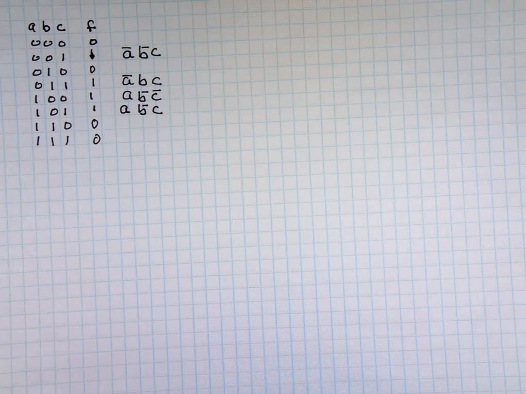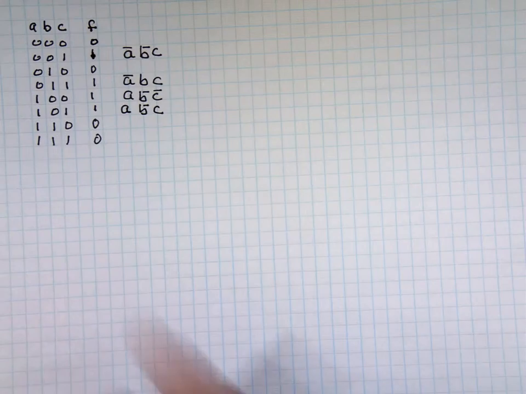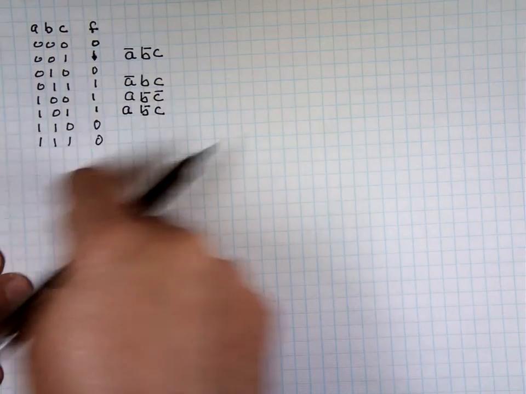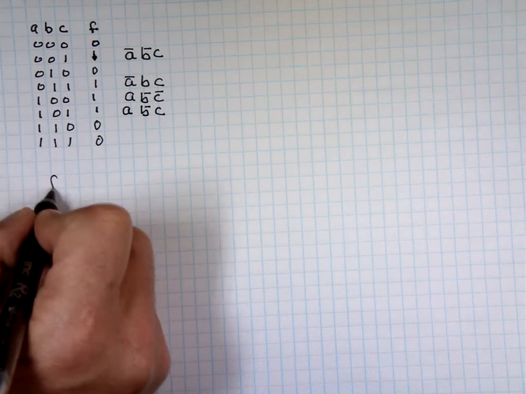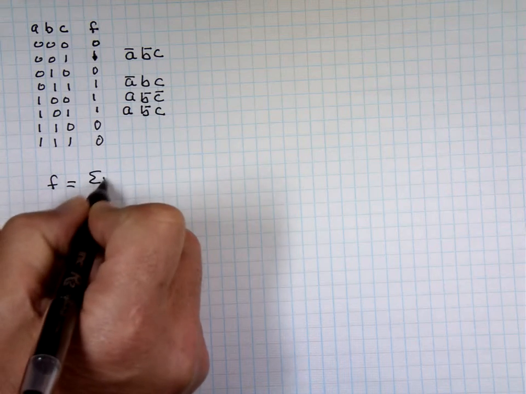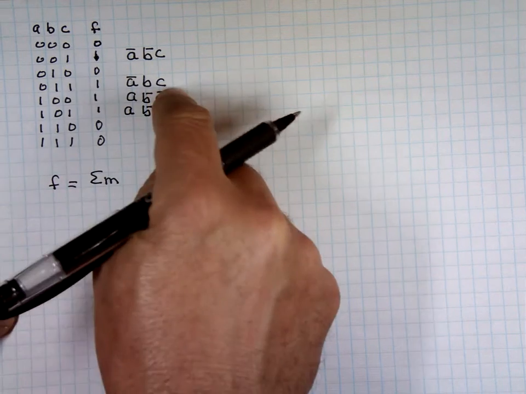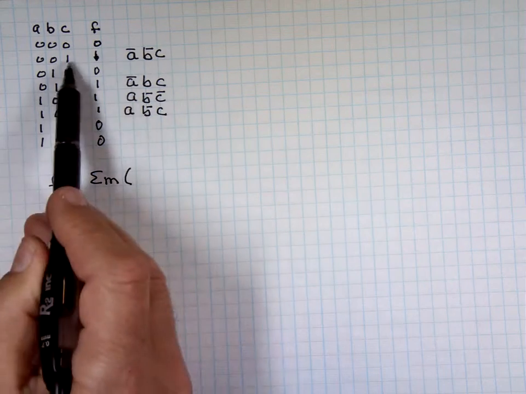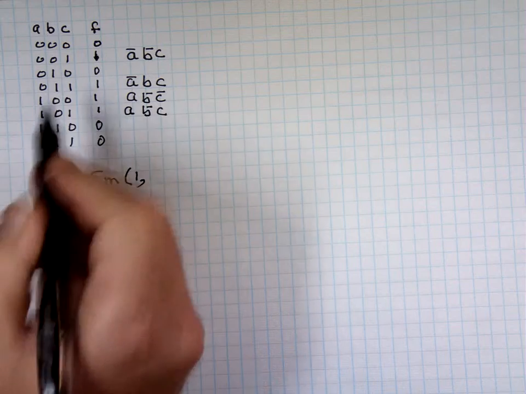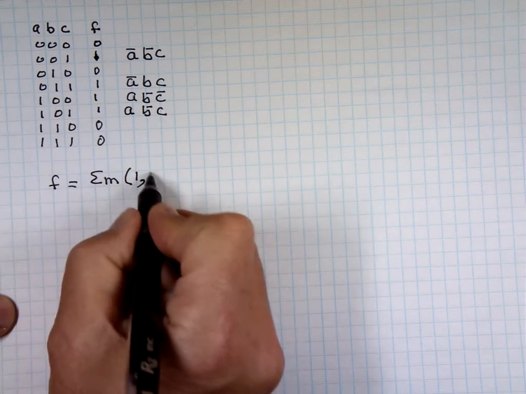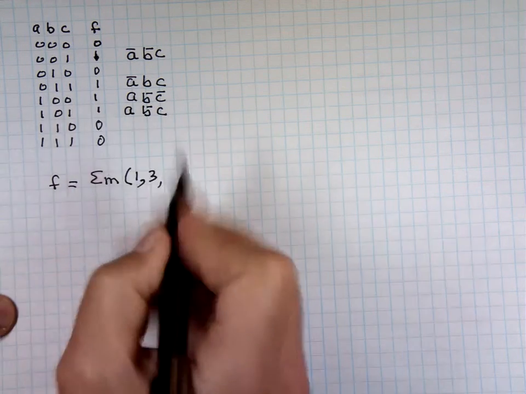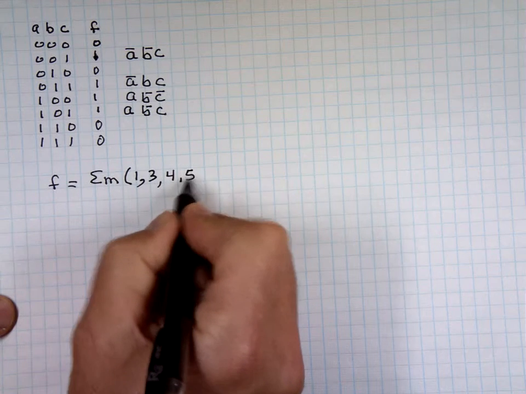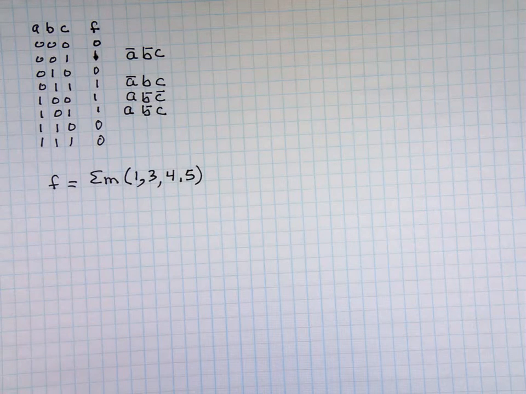By the way, I'm reviewing too. If they don't want to give you this truth table, we can write this problem as f equals the summation of m. M stands for minterms. Each one of these is a minterm. The function is going to have a value of 1 where? At 1, 3, 4, and 5. That's when you're going to have a 1. That's called the minterms.